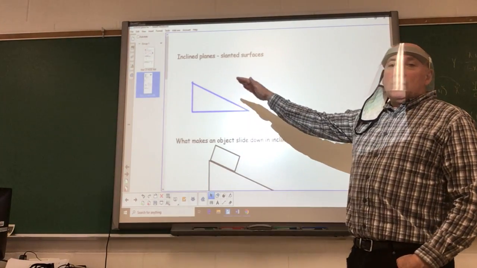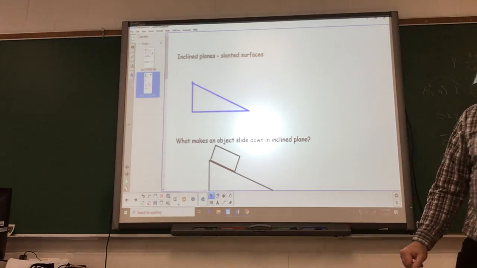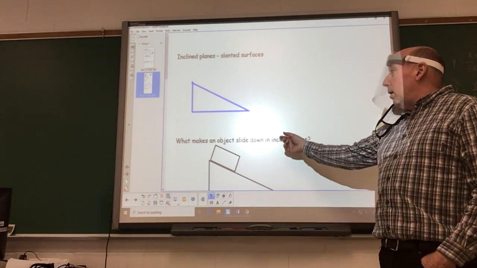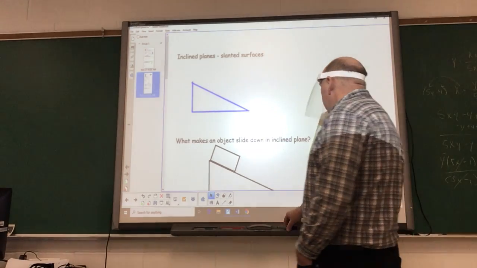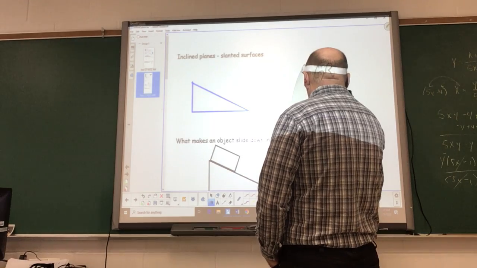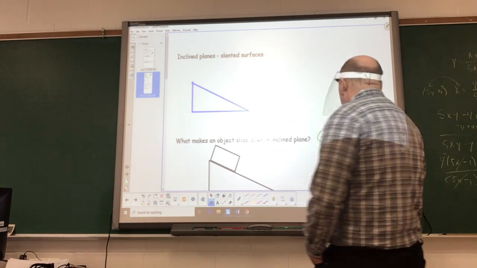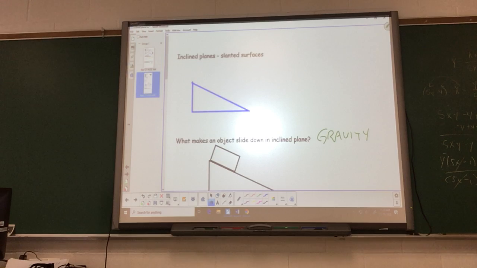Anyways, any slanted surface is an inclined plane. What's going to happen on this inclined plane? What makes an inclined plane? What makes it slide down? Well, gravity. Gravity makes things slide down a hill.